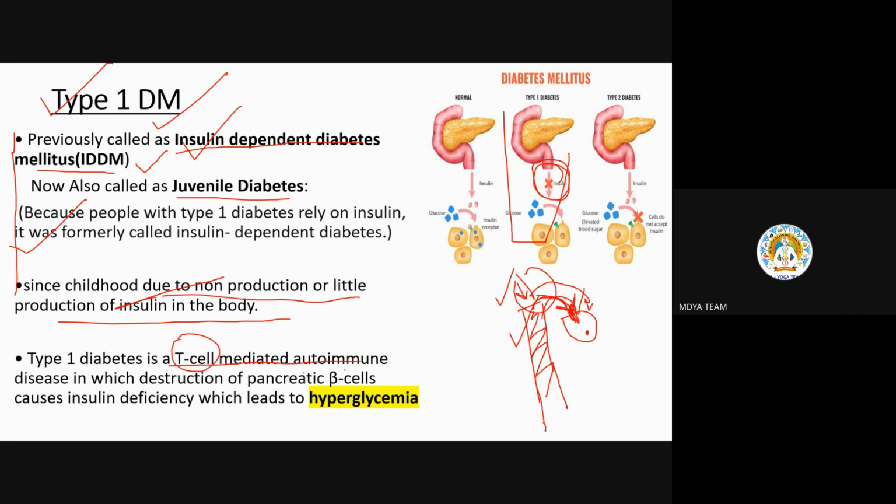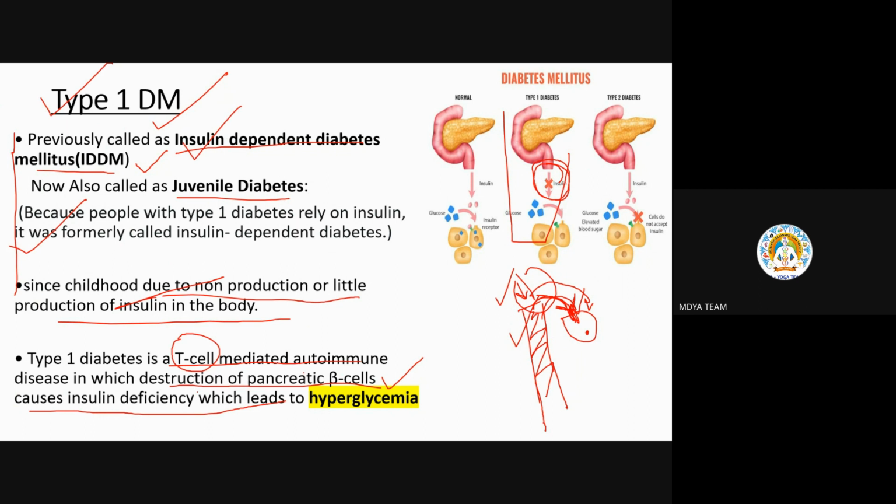T cells mediated autoimmune disease, in which destruction of the pancreatic beta cells occurs. As I told you, the immune system is weak; it can destroy anything, even our friend. So pancreatic beta cells are destroyed by this autoimmune process, which causes insulin deficiency. Of course, if beta cells are not produced, no insulin is there, so insulin deficiency will be there.